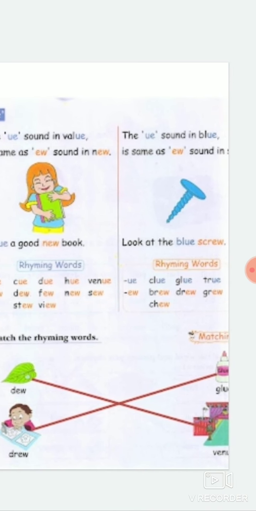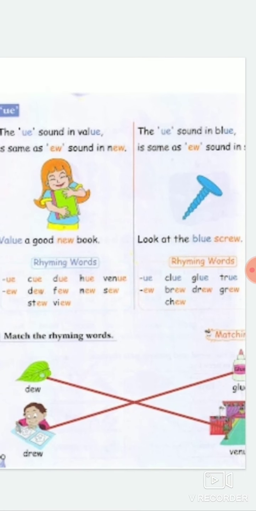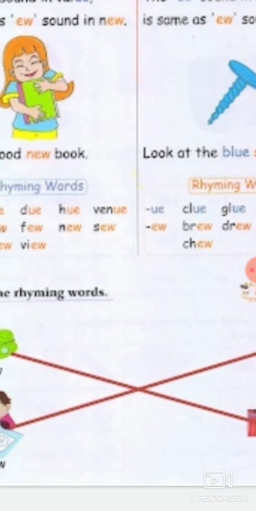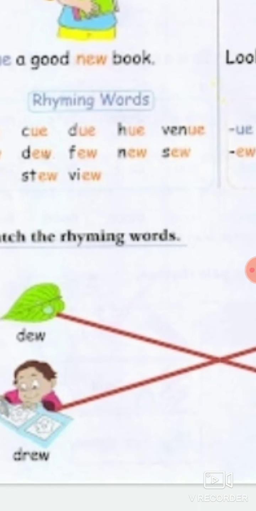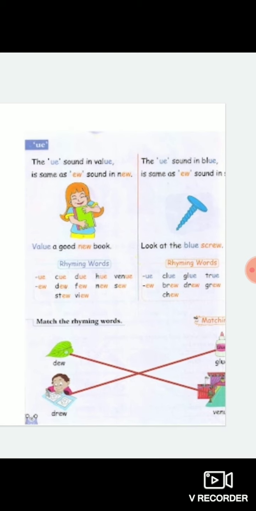DEW, dew, match with the venue because it is rhyming correct. It is giving the correct rhyming. Dew, venue, because it's the long sound. Dew, venue. It is the long sound. Now come on the next. Drew, glue. It is drew and it is glue. So both are giving the rhyming words with the long sound.